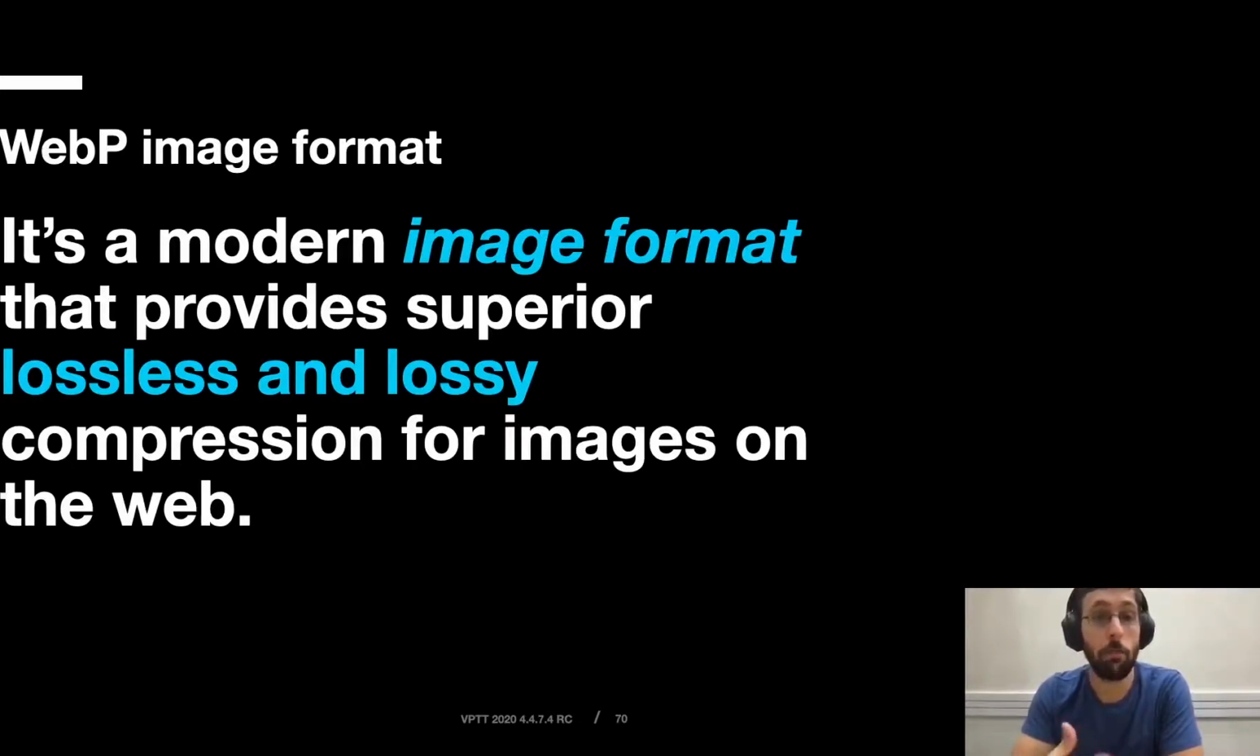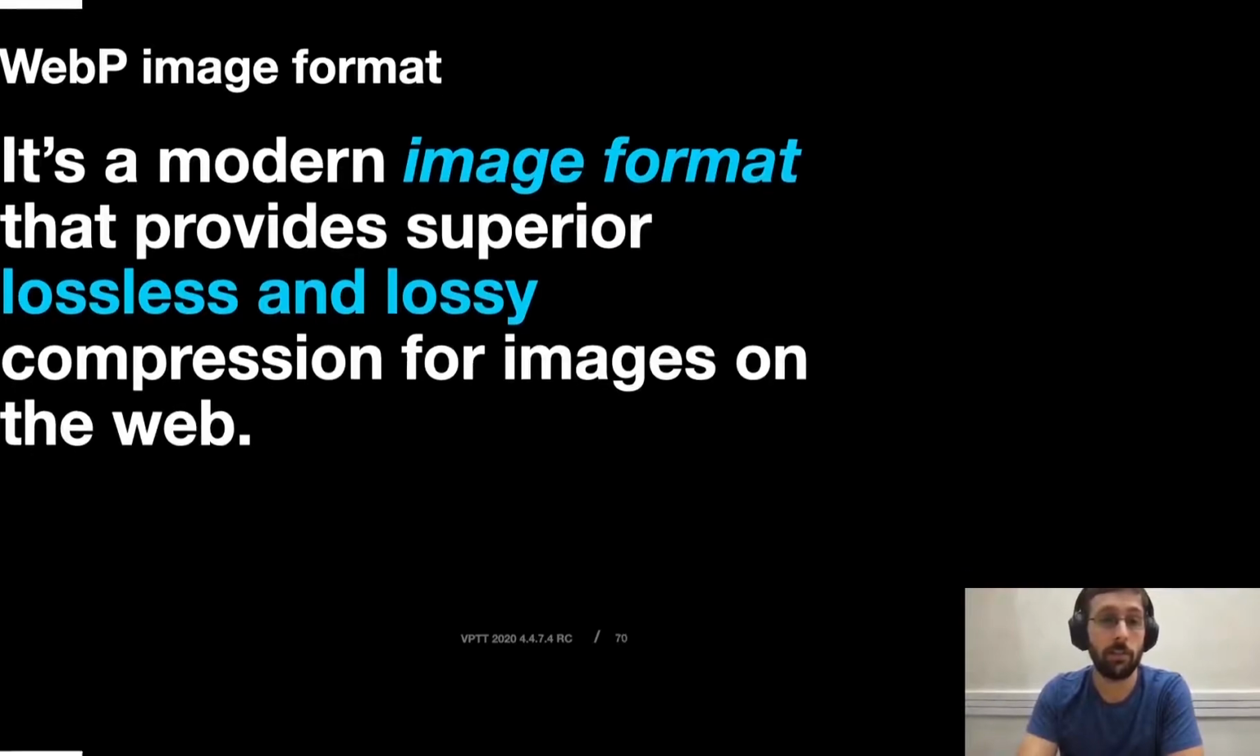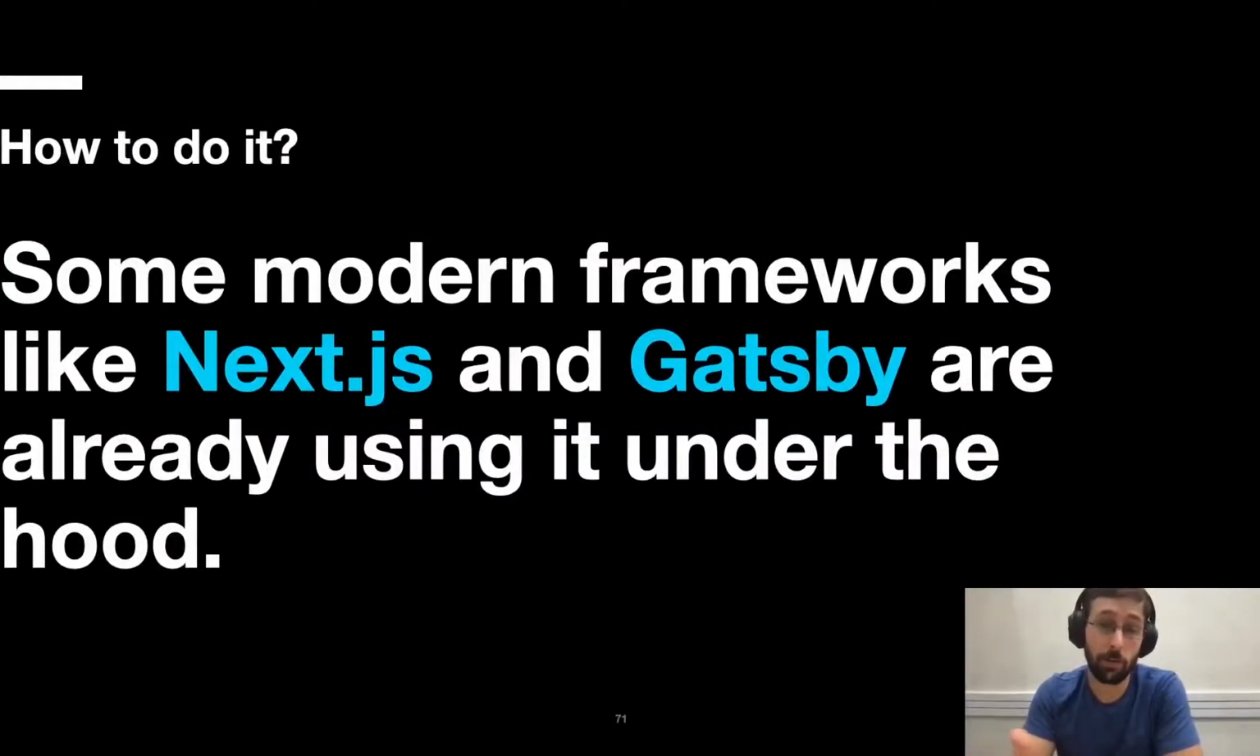In this case, WebP lossless images are 26% smaller in size compared to PNGs, and WebP lossy images are 25 to 34% smaller. Some of the most modern frameworks are using this format under the hood. For instance, Next.js with the new image component, I think starting from version 10, is using this under the hood. And Gatsby is doing the same, transforming images to WebP at build time. Otherwise, you have to do it manually, convert your images to WebP, and then use them in your project.